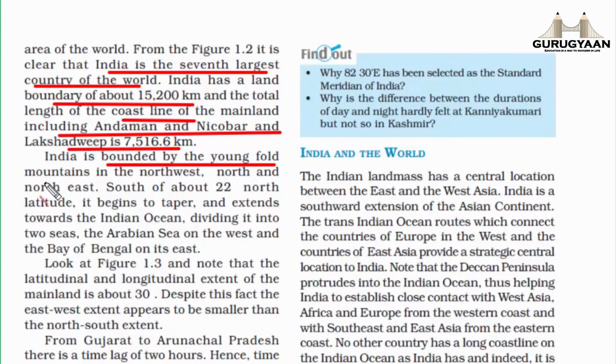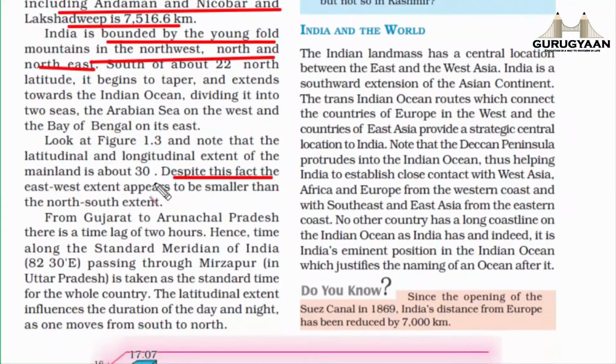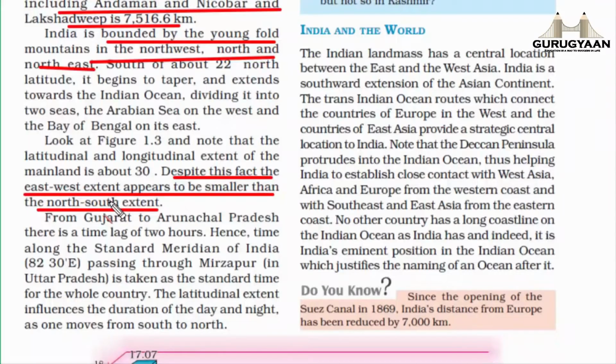I'll just show to you the extension of Himalayas. So it starts from north and all the way to northeast, to the eastern side near Arunachal Pradesh. Always remember, east to west extent appears to be smaller than north to south extent. And the difference is just about 300 kilometers, not more than that. And from Gujarat to Arunachal Pradesh, there is a time lag of 2 hours.